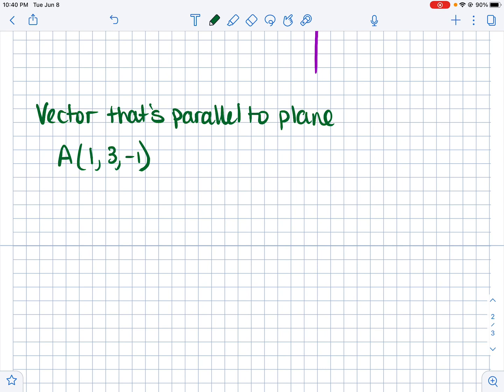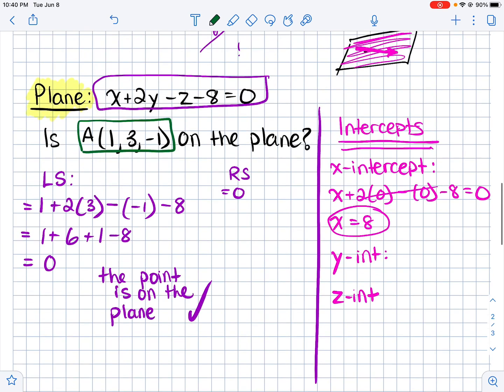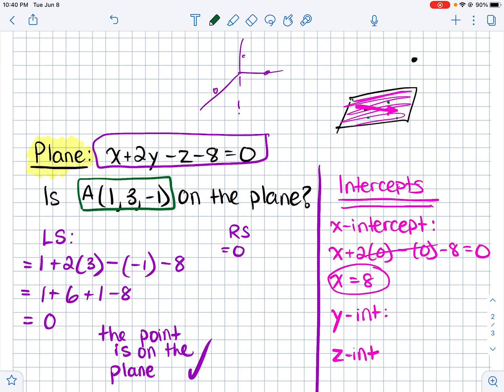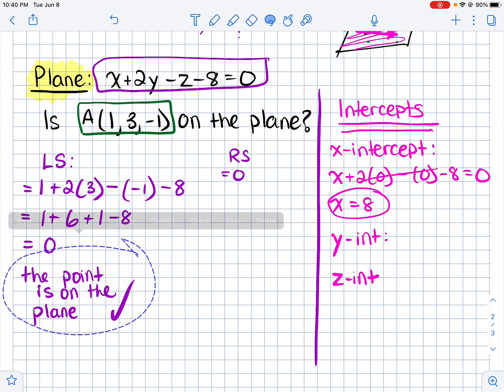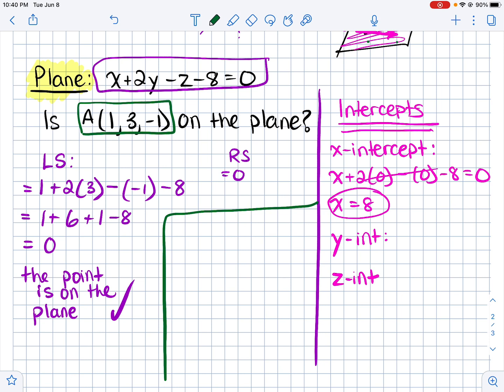What if I wanted to find another point on my plane? You know what? You can find as many points on a plane as you want to by just satisfying this equation. So let's try to do that because I need another point. Just gonna move that over. Okay, I'm gonna add it to here. Okay, so I need to find another point on my plane. So x plus 2y minus z minus 8 equals 0. I'm just looking to find a point.